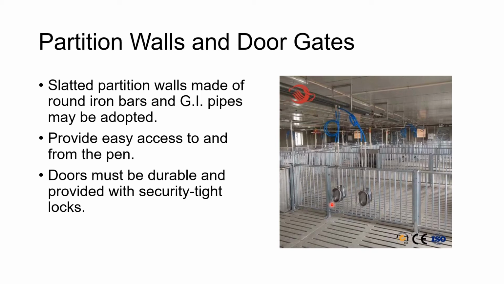Same thing with boar and sow. To avoid indiscriminate breeding, breeding that you don't want, what you do is put up the partition walls so the boar cannot get to the sow. So that is the purpose of the partition wall.